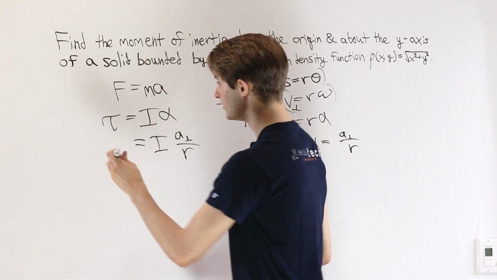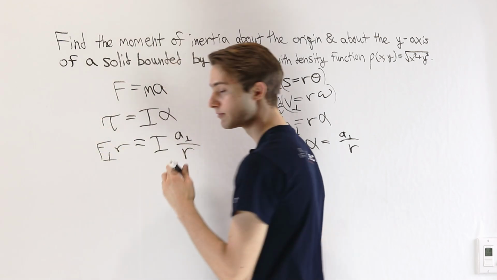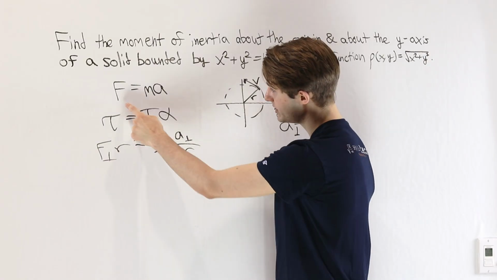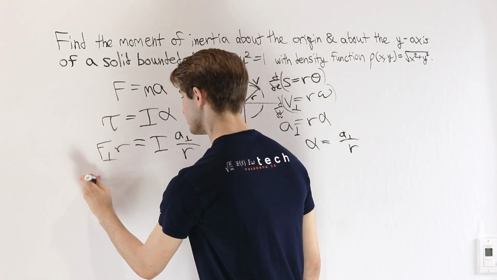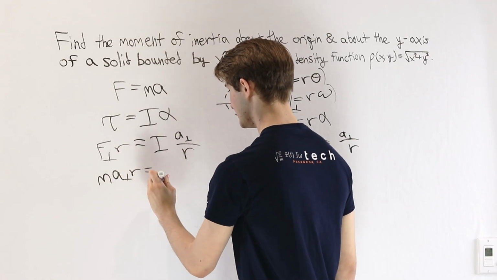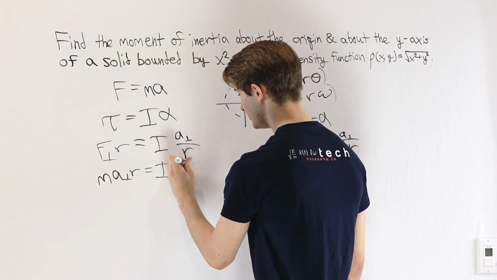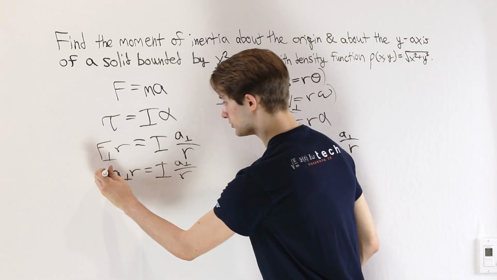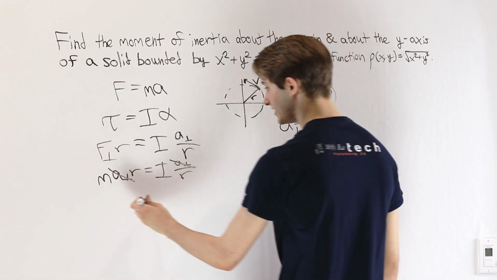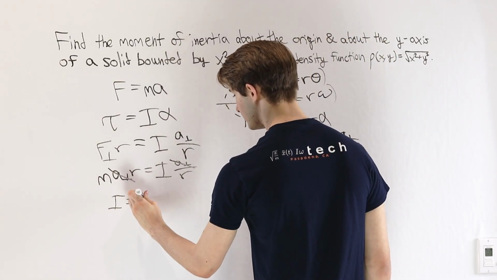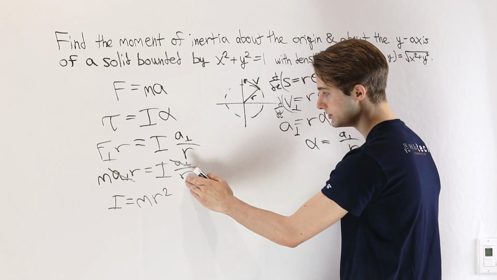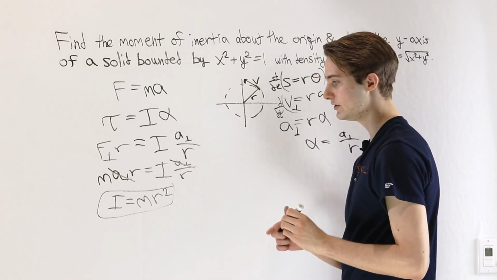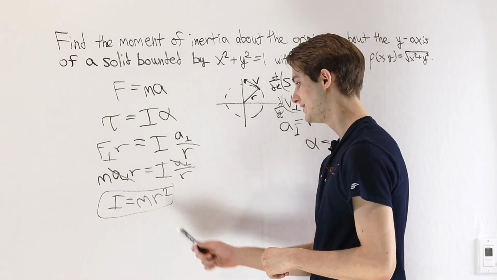Well, what is torque? Torque is the force perpendicular to the radius times that distance. Now notice from here that force is equal to mass times acceleration. So we get that the mass times perpendicular acceleration times distance is equal to moment of inertia times acceleration over distance. And now we can solve for moment of inertia because we have perpendicular acceleration on both sides, and that just leaves us with I is equal to m r squared. All we have to do is multiply that r to the other side.